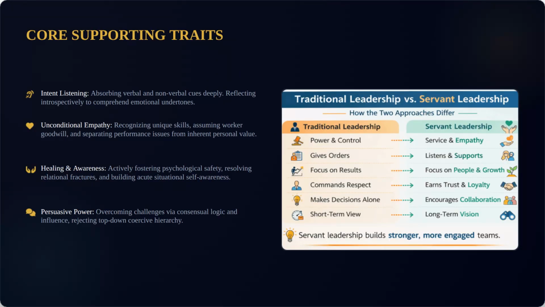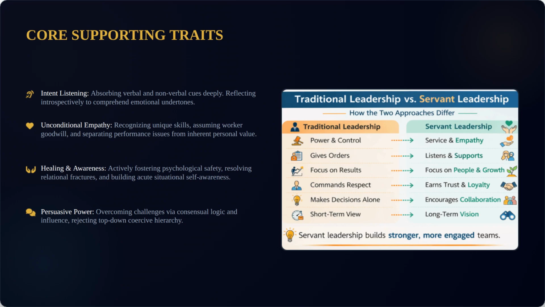Larry Spears identified 10 distinct traits of highly effective supporting leaders. Let's look at the first 4 core traits on screen. Intent listening. Supporting leaders don't just wait for their turn to speak. They listen deeply to what is said and what isn't said to understand the team's hidden struggles.